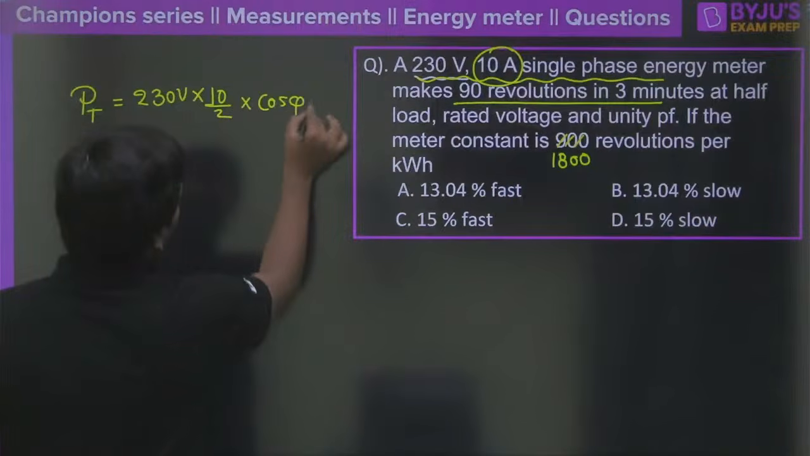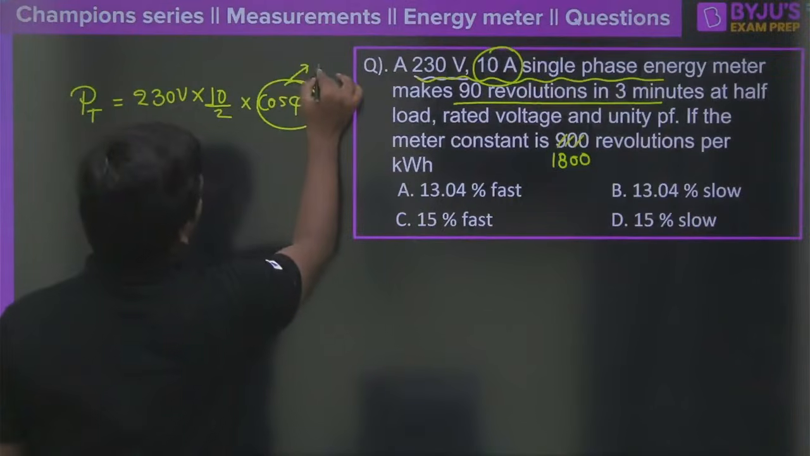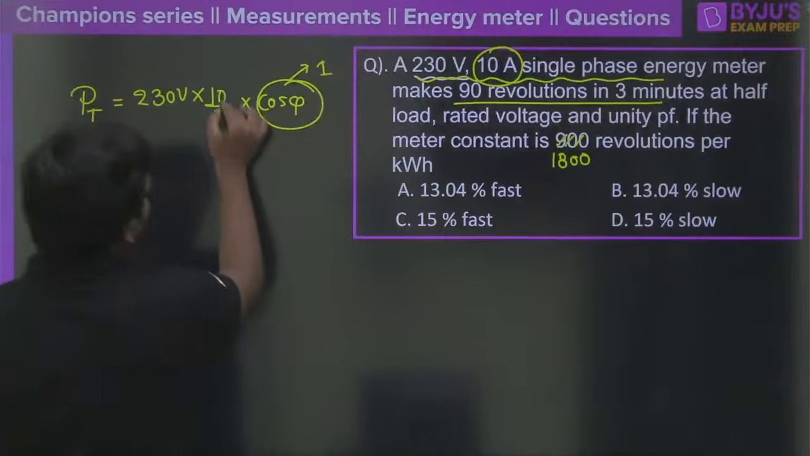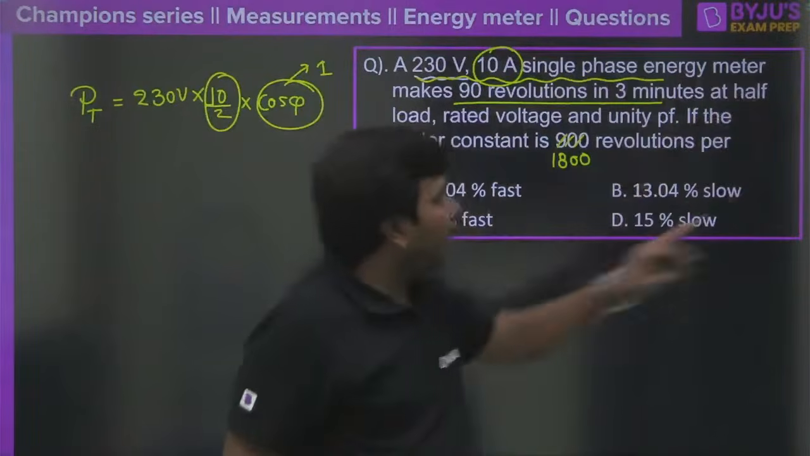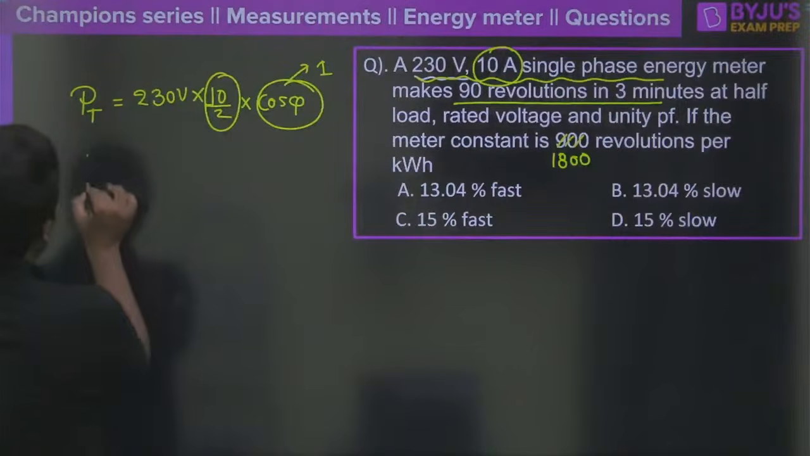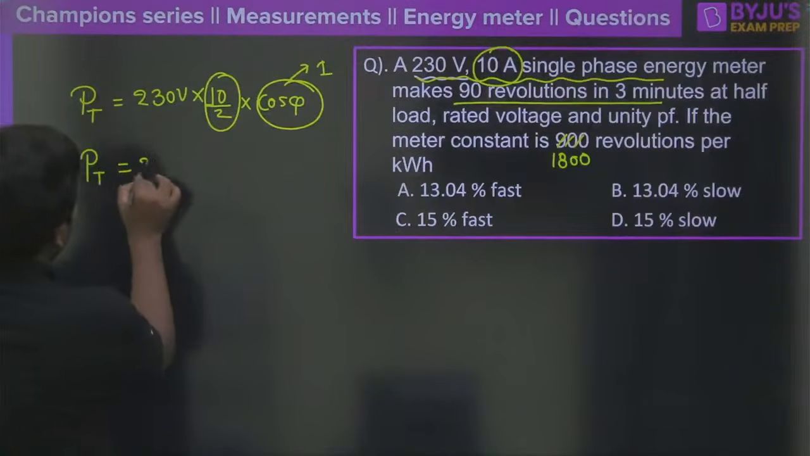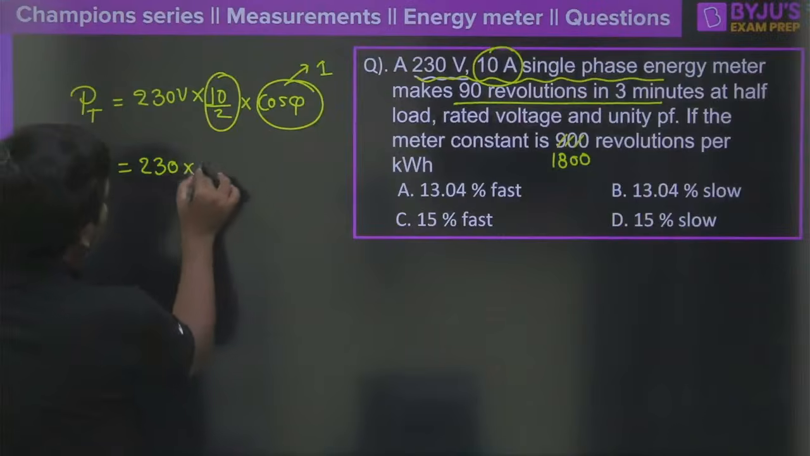What is the cos phi value? Cos phi is equal to unity power factor, so it is equal to 1. Why did I take 10 by 2? Because he told that it is at half load. At half load, the total power would be written as equal to 230 into 5 simply.